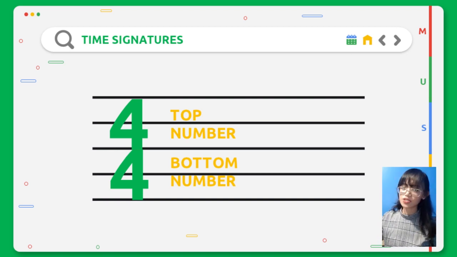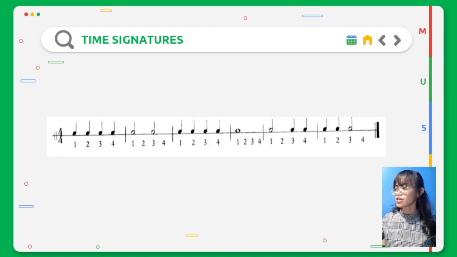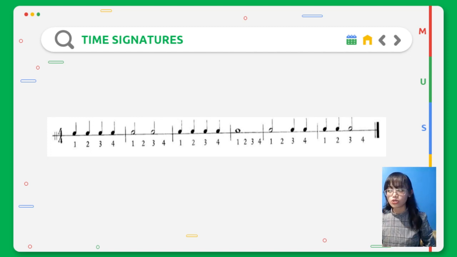So, let's have some exercises here. So, we have here common time, which is 4/4. And the first measure, we have 4 quarter notes. So, you're going to give it 1 beat for 1 note. So, one measure, 4 beats. So, 1, 2, 3, 4.